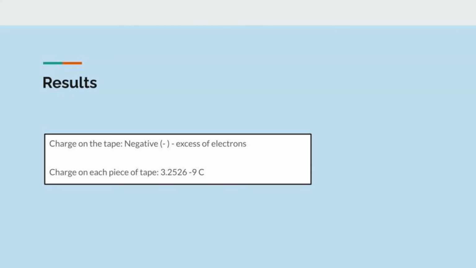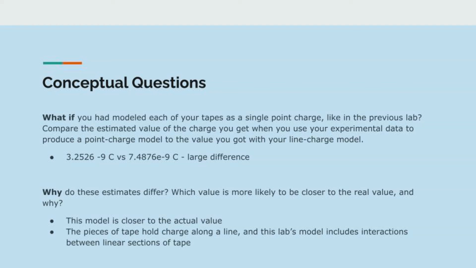We were able to determine that the charge on the tape was negative, which means that it had an excess of electrons, and that the charge on each piece of tape was equal to 3.2526 times 10 to the negative 9th coulombs. If we had modeled each of the tapes as a single point charge, it would have yielded a different result for the charge on one single piece of tape. As you can see, there was a large difference between last lab and this lab in terms of the charge on each piece of tape.